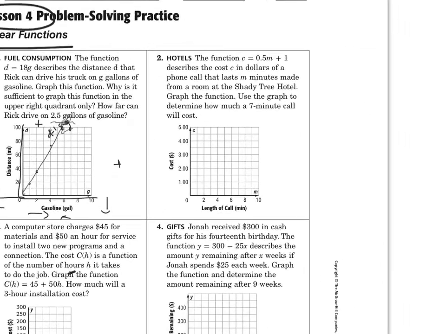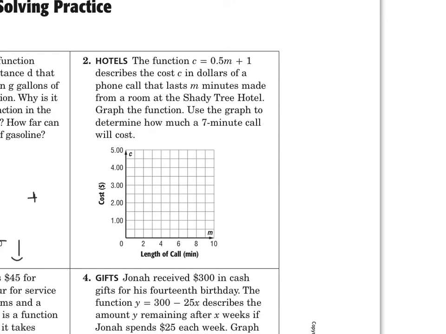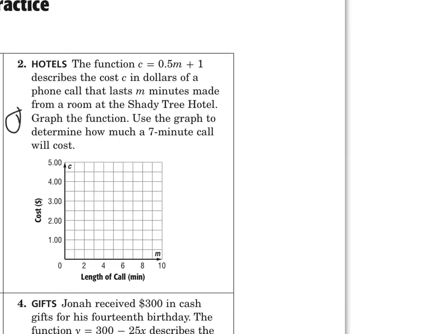Okay? Problem number 2. It says the function c is equal to 0.5 m plus 1. It describes the cost c in dollars of a phone call that lasts m minutes made from a room at the Shady Tree Hotel. You graph the function. Use the graph to determine how much a 7-minute call will cost. Okay, so problem number 1 is to graph, which means, again, we're going to use an input-output table, which is what we're supposed to be doing here.